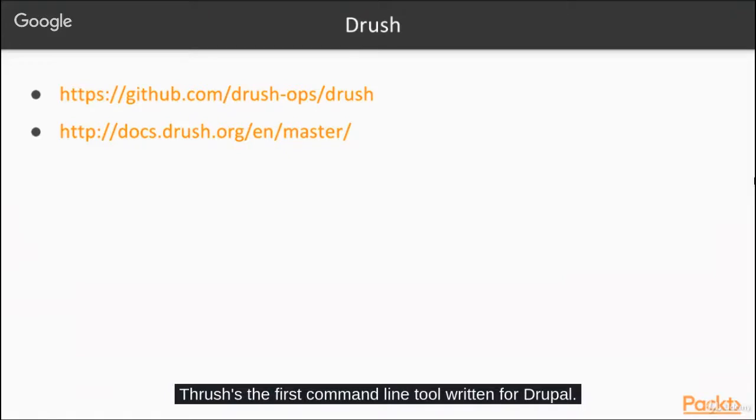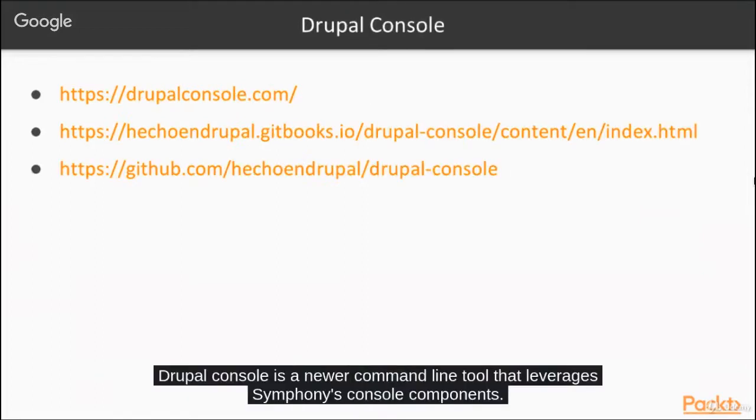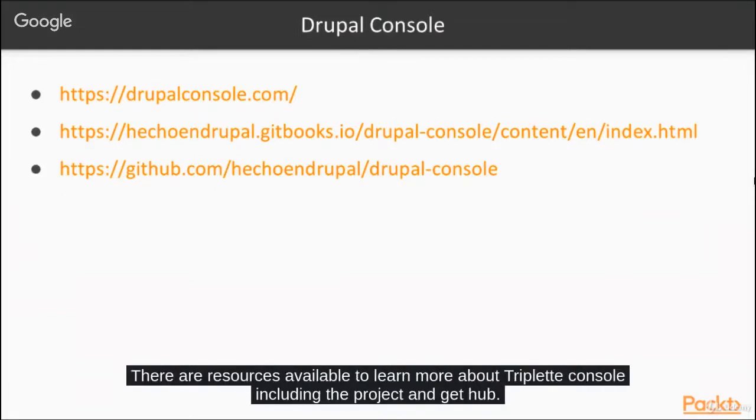Drush is the first command line tool written for Drupal. It is actively developed on GitHub and provides you with documentation to learn more about how to use it. Drupal console is a newer command line tool that leverages Symfony's console component. There are resources available to learn more about Drupal console, including the project on GitHub.